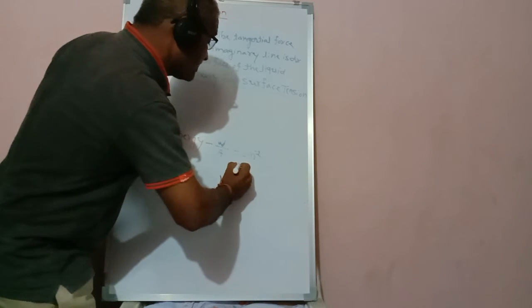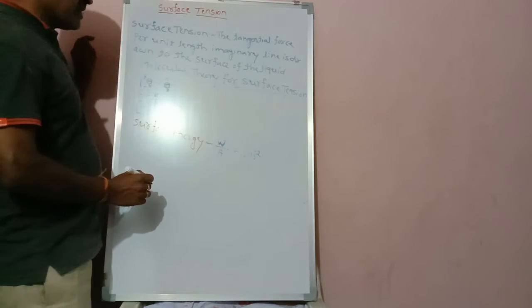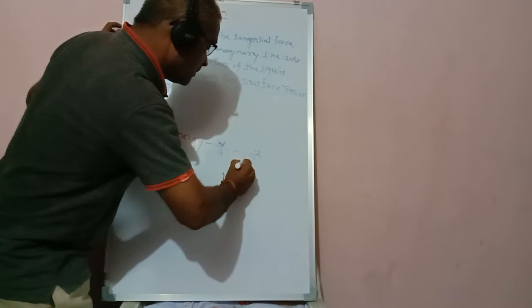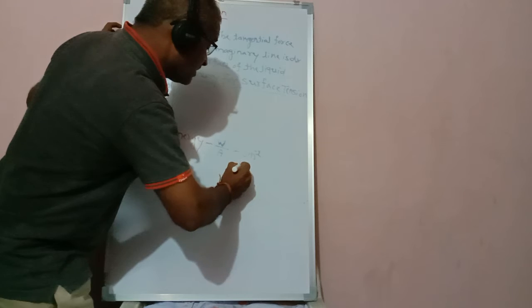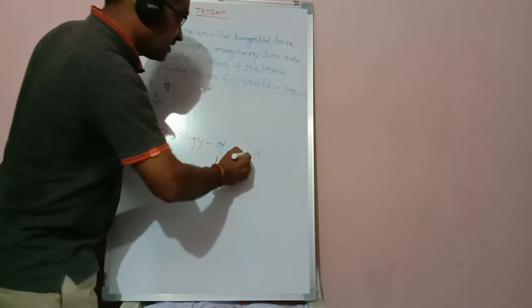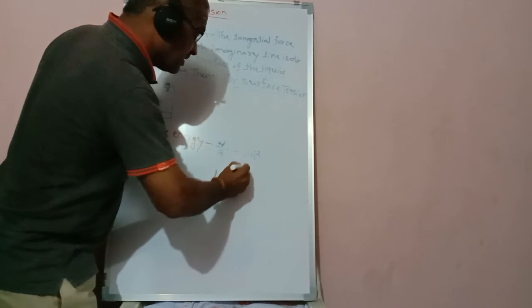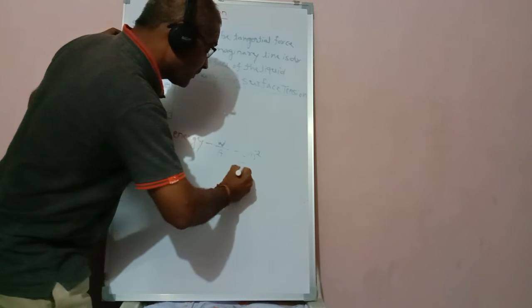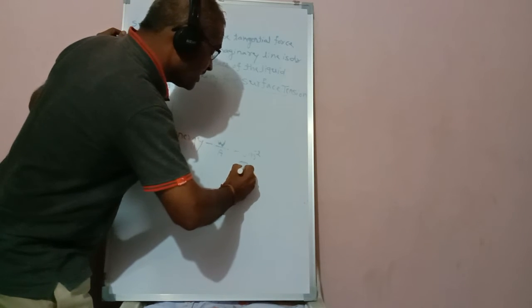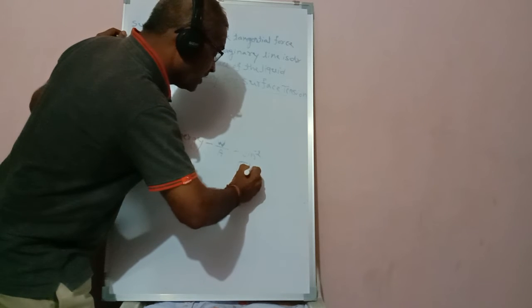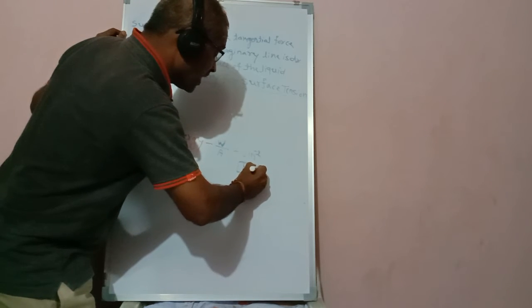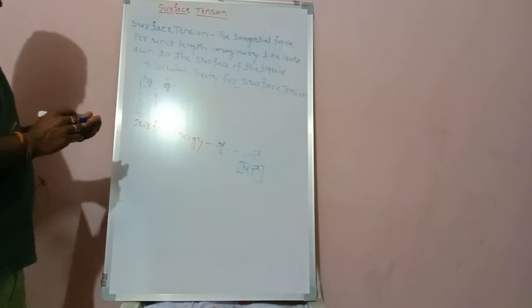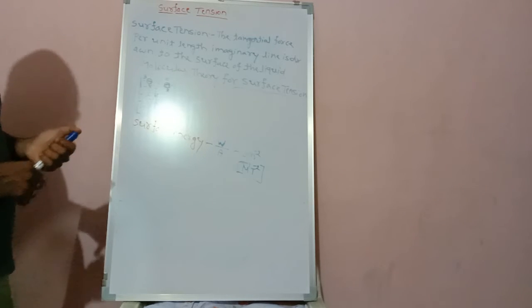Therefore, the surface energy unit is joule per meter square, and its dimension is M raised to 1 and T raised to minus 2. This is the surface energy.